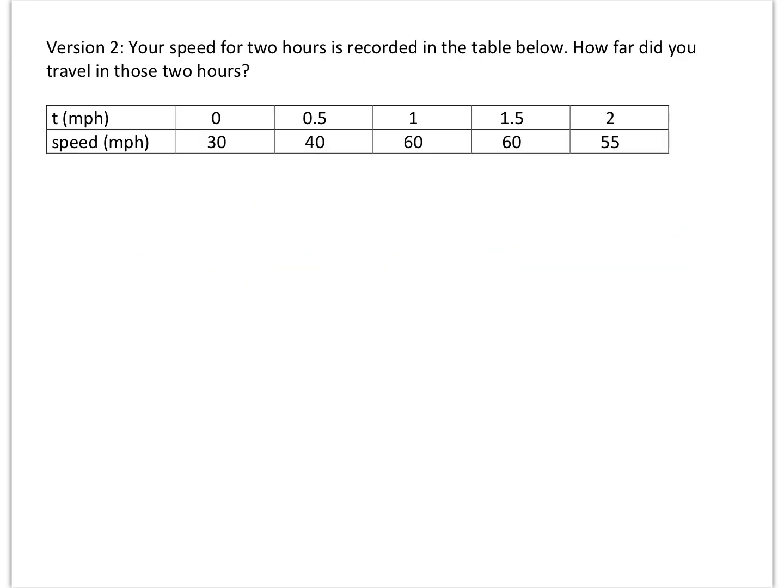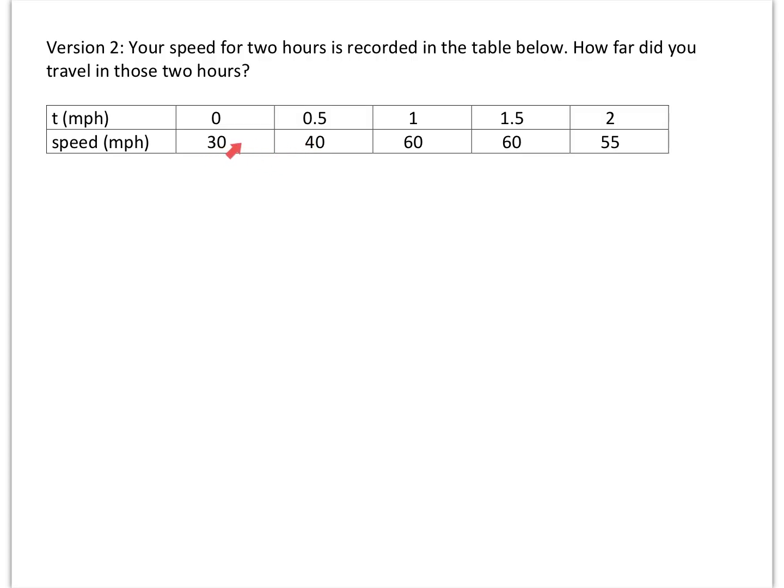Okay, in version 2 of this road trip, your speed for 2 hours, recorded every half hour, is in this table. How far did you travel in those 2 hours? Let's see. At time zero, we were traveling 30 miles per hour, and half an hour later, we were traveling 40 miles per hour. So we're going to have to make some assumptions about our speed during this first half an hour. It could be 30, it could be 40, and it could be anything else, right?